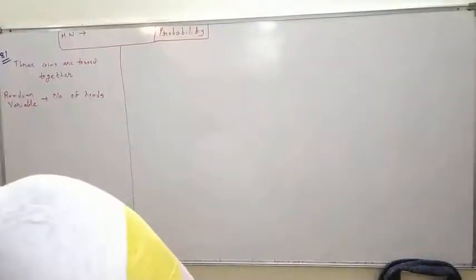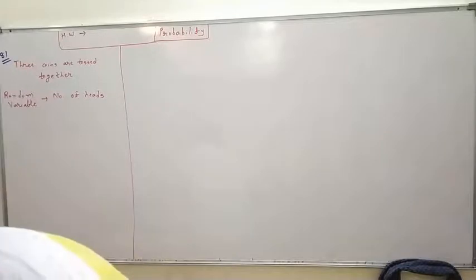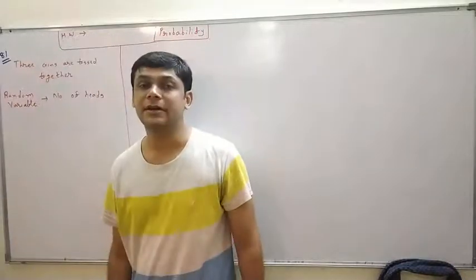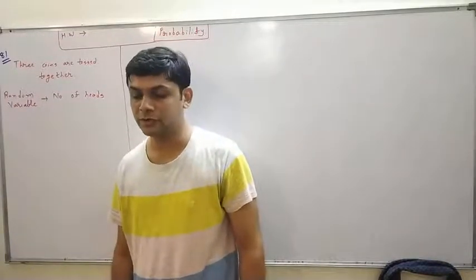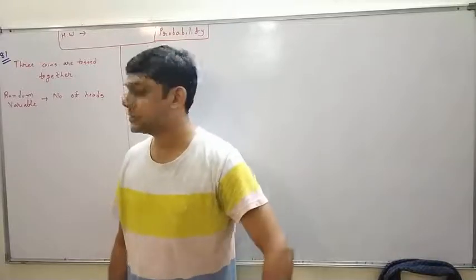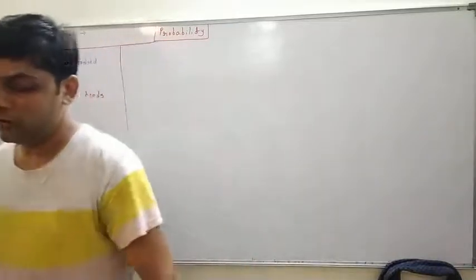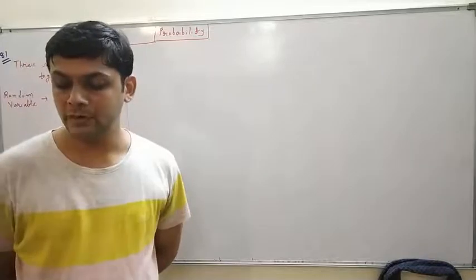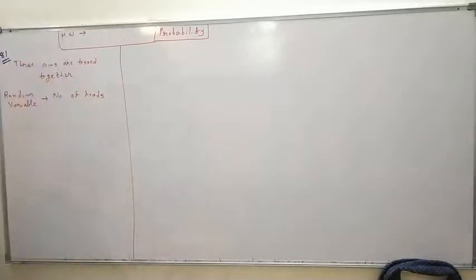Morning students. In the last lecture, we studied mean, variance and standard deviation, and we did only one question from that theory. The next question is question number 81. Find the mean and variance of the number of heads obtained when three coins are tossed together.